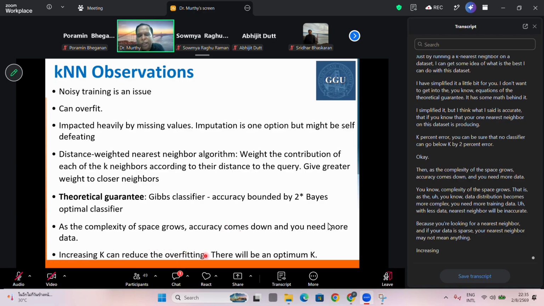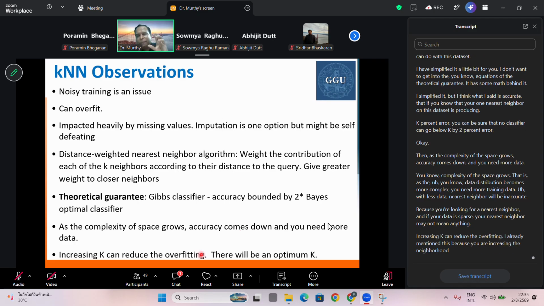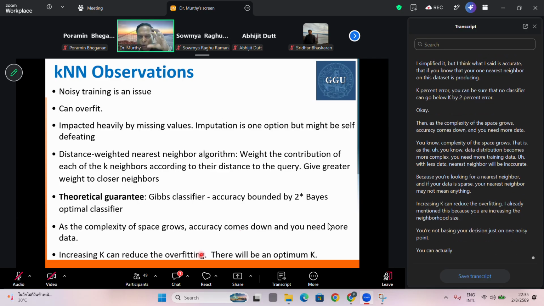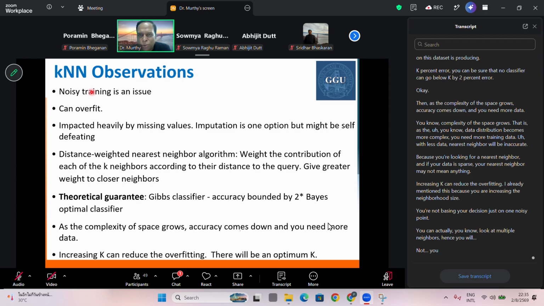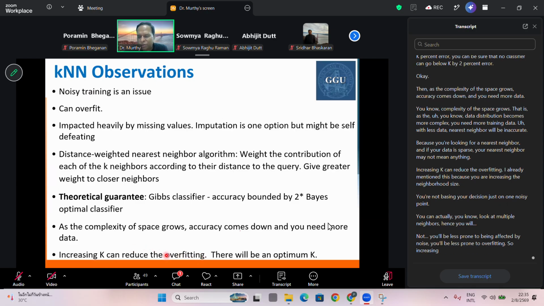Increasing K can reduce the overfitting. I already mentioned this. Because you are increasing the neighborhood size, you're not basing your decision just on one noisy point. You can actually look at multiple neighbors. Hence, you will be less prone to being affected by noise. You will be less prone to overfitting. So increasing K reduces overfitting.